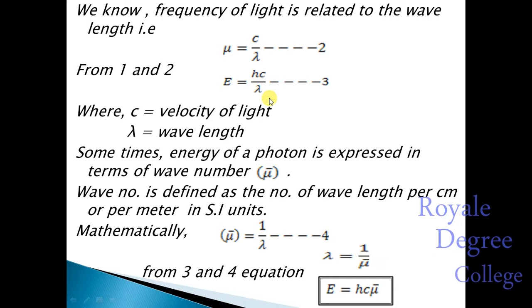Sometimes energy of a photon is expressed in terms of wave number. Wave number is defined as the number of wavelengths per centimeter or per meter in SI units. Mathematically, mu bar equals 1 by lambda. It is our equation number 4. So lambda equals 1 by mu bar. From equation 3 and 4, E equals hc by lambda. That is our equation 3, isn't it? So in place of 1 by lambda, we are writing its value as mu bar. That is 1 by mu bar. So E equals hc mu bar.